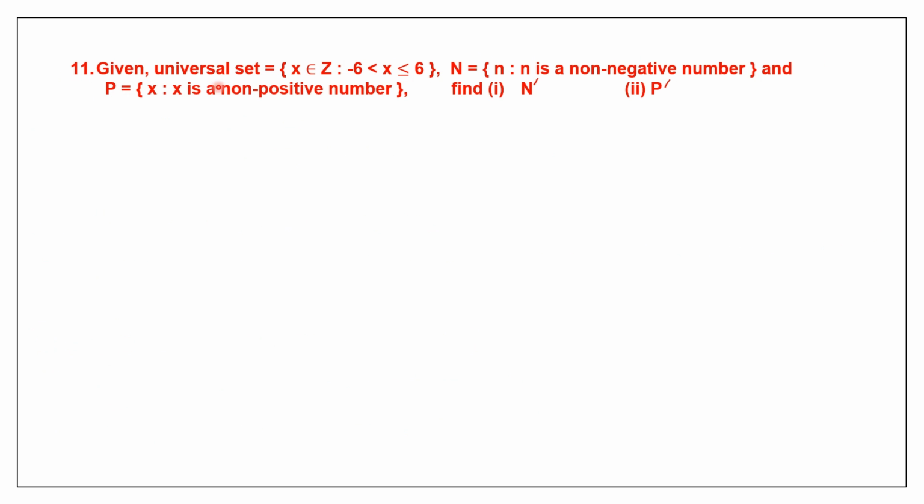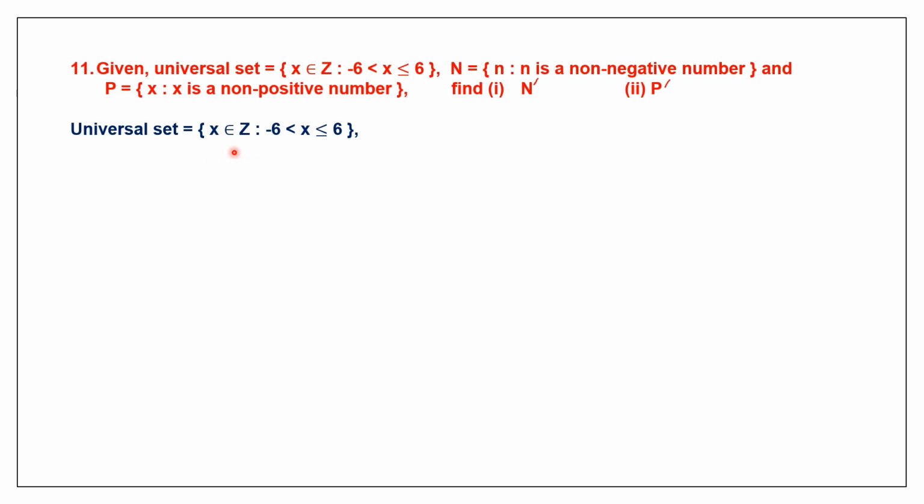Question 11. The given universal set is x belongs to Z, that stands for integers, and x is greater than minus 6 but less than or equal to 6. Then set N is such that x is a non-negative number, that means all positive numbers and zero, and P is x is such that x is a non-positive number, that means these are negative numbers. Now we need to find the complement of set N and the complement of set P. So first let's write down what the universal set is.